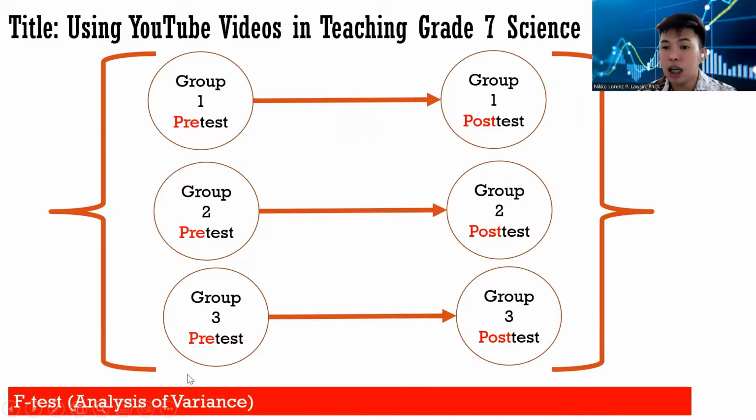Now, I want to be clear right now that the F-test is the name of the statistical test, while ANOVA or analysis of variance is the statistical procedure. Again, analysis of variance, or ANOVA, is the statistical procedure. You analyze the variance, while the F-test is the corresponding name for ANOVA. That's the F-test.